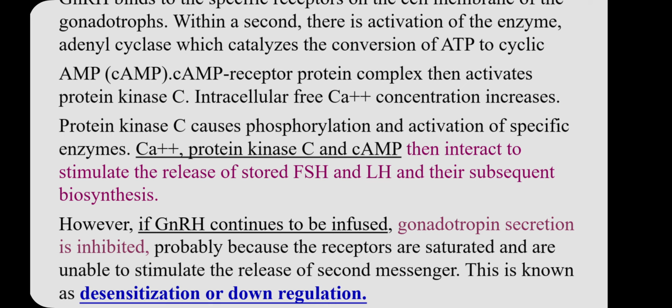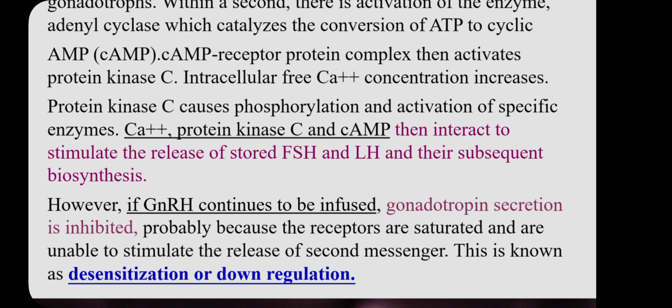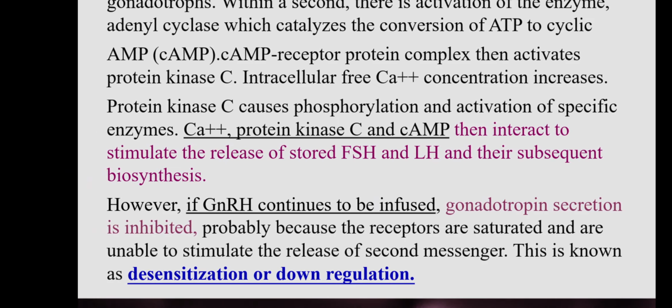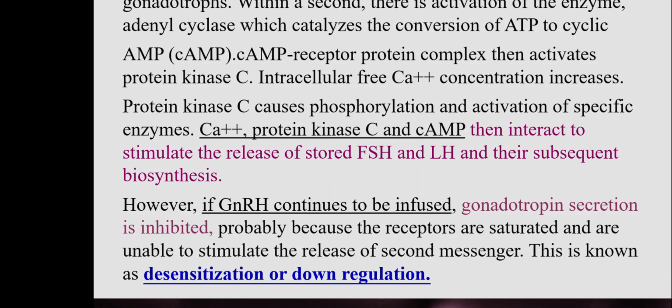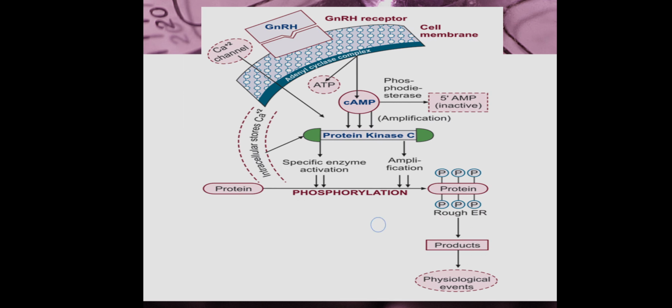So here calcium, protein kinase C and cAMP interact together to release the stored FSH and LH and their subsequent biosynthesis. However, if the GnRH continues to be infused, the gonadotrophin secretion is inhibited, probably because the receptors are saturated and are unable to stimulate the release of second messenger. This is known as the desensitization or the down regulation.